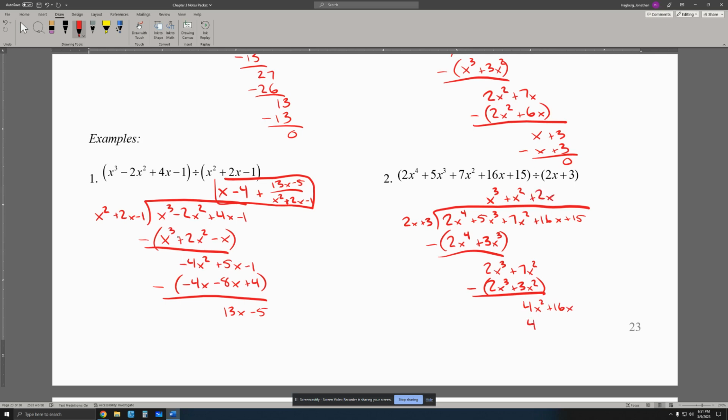And so then we get 4x squared plus 6x. We're going to subtract that. And we get 10x. We bring down our 15. What do we have to multiply 2x by to get to 10x? The answer is 5. And so we get 10x and then plus 15. We're subtracting this. So look at that. We get a remainder of 0. So this divides out to a nice cubic polynomial here.